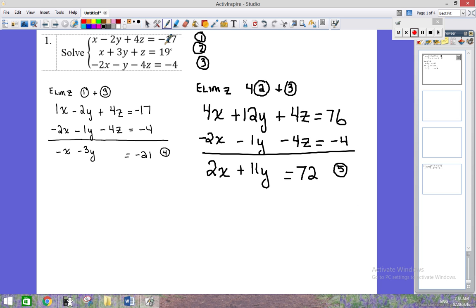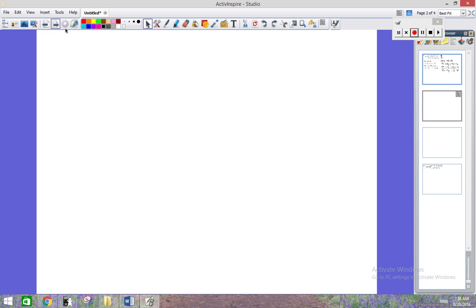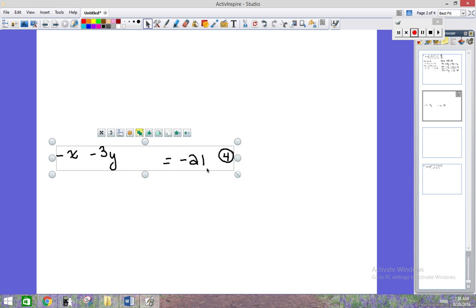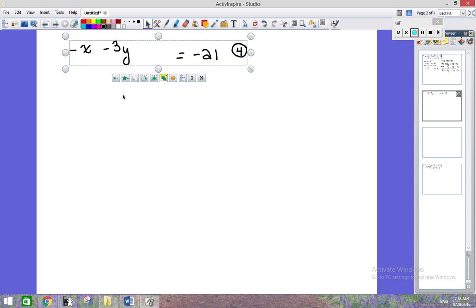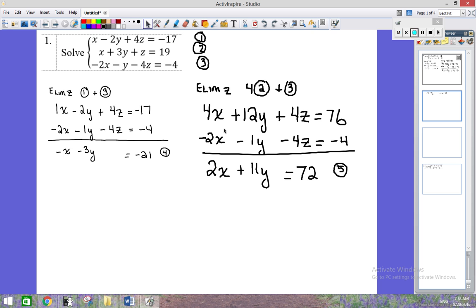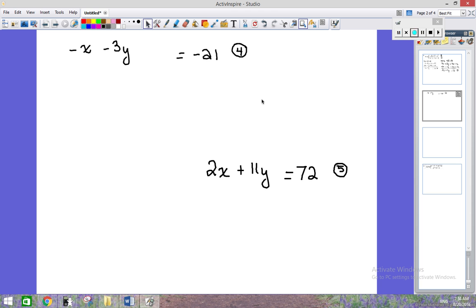So now let's take our two equations and move them to the other page where we have some room to talk about it. So let's come over here, make that a little bit bigger. That was my equation 4. And take this. Alright, so now I have another decision to make.